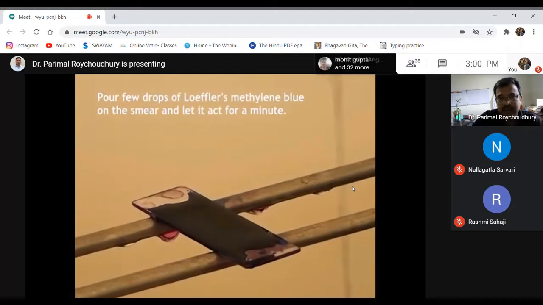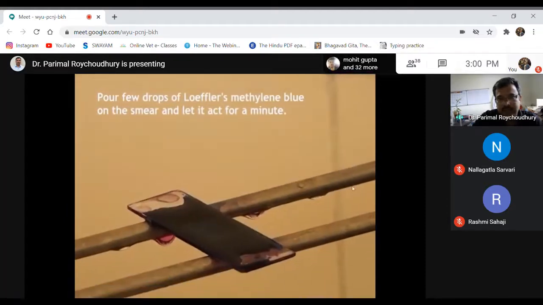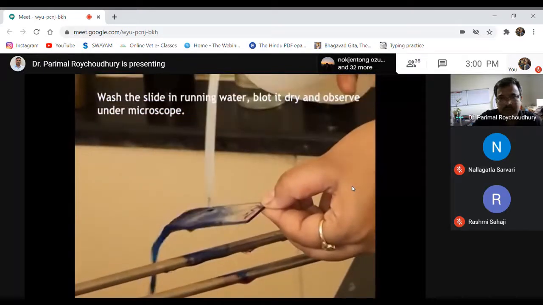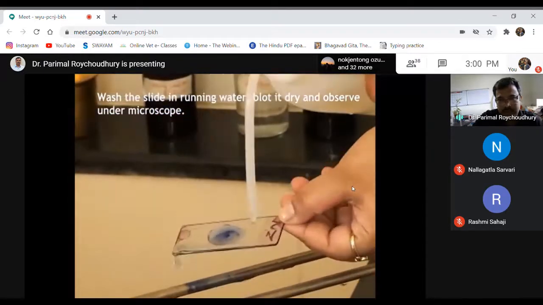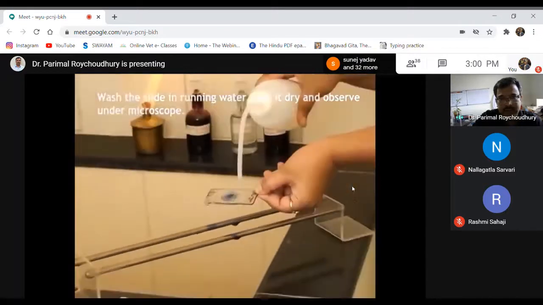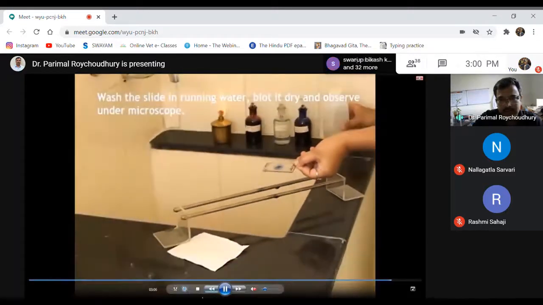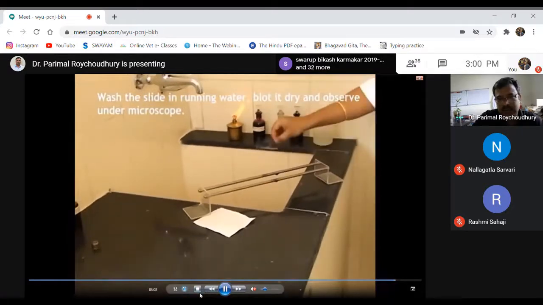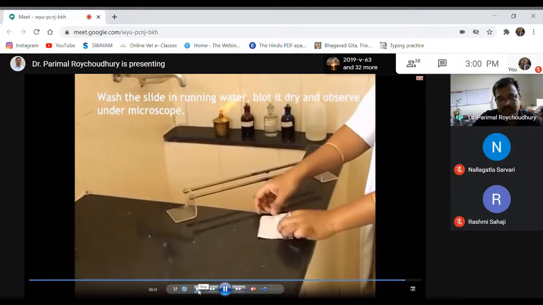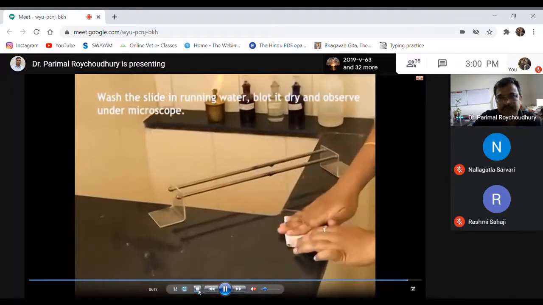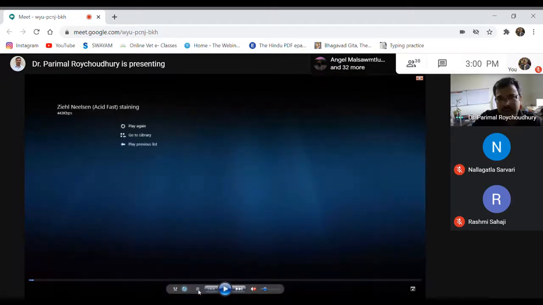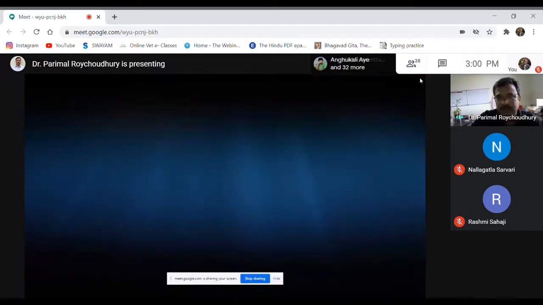And then the counter stain is applied here, the Loeffler's alkaline methylene blue. So a minimum of 1 minute we should keep it, and then we wash it thoroughly. These are the simple stages, and then we dry this smear with blotting paper, and it is now ready for visualization under the microscope.